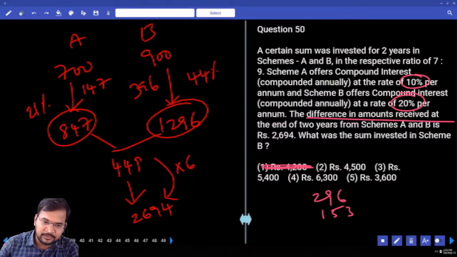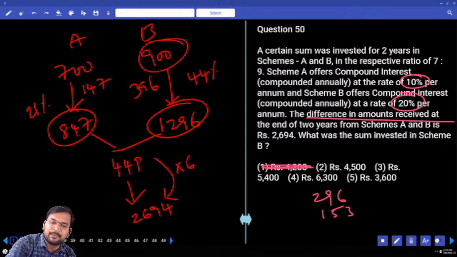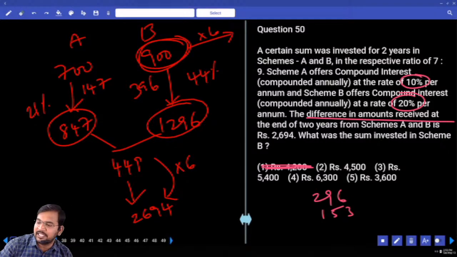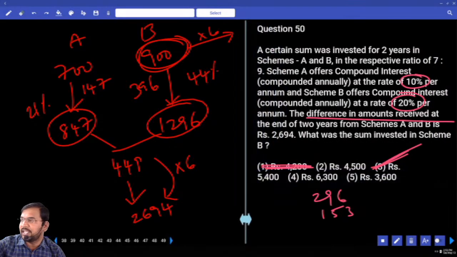6 times. They asked for B scheme, so B scheme is 900 into 6, that is 5400. Amounts difference they given. Clear? Not interest difference. Amounts difference they given.